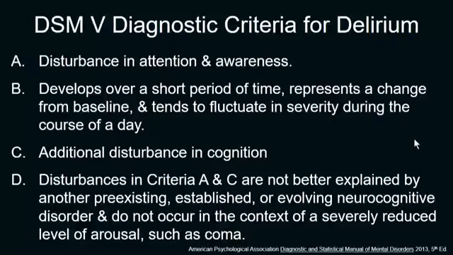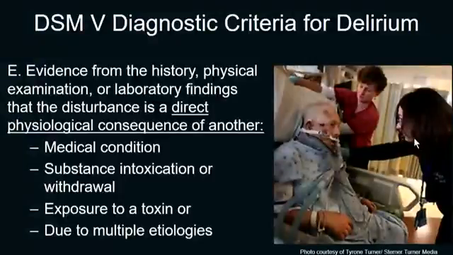But just to review again briefly, when we're talking about delirium, people, I think, are pretty much aware of that change in attention and awareness, the change in cognition. I bring up the criteria to really focus on this last point. So in the DSM, they clearly outlined that there's evidence from the history, physical exam, or laboratory findings that the disturbance is a direct physiologic consequence of something, right?